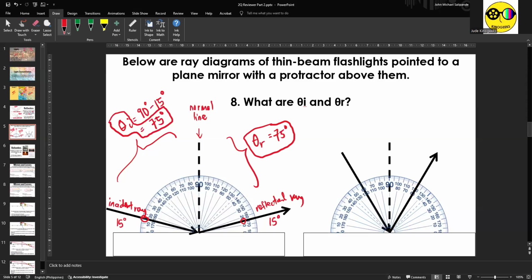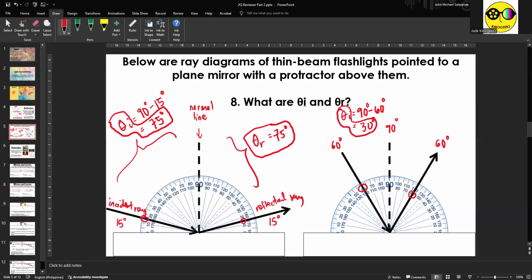All right, let's move on to the other one. In the other diagram, you have the incident ray, which is 60 degrees from the plane mirror, and the reflected ray, which is also 60 degrees from the plane mirror. And once again, the normal line is 90 degrees from the plane mirror. So to get theta I, you have 90 degrees minus 60 degrees, and that will give you a difference of 30 degrees.